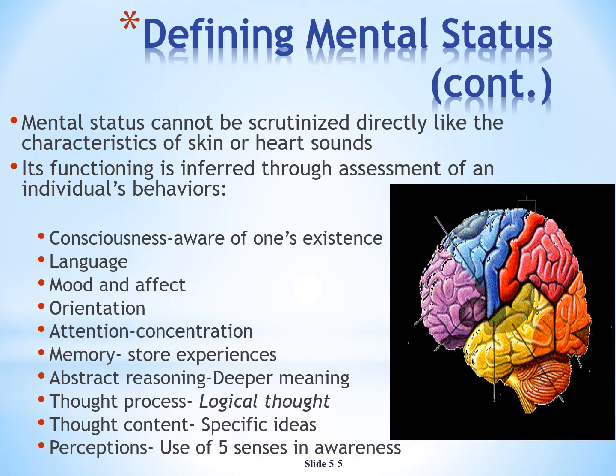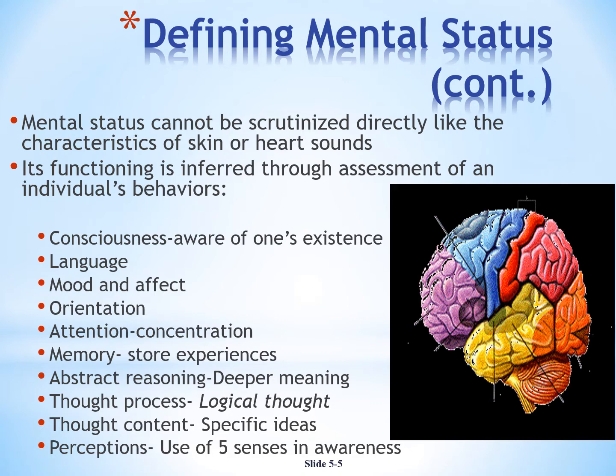So mental status, we cannot really look at it directly or assess it like we would other aspects like our respiratory system or cardiac system. Now, we have information inferred through assessment of what the person's behavior is. So we look at that person's consciousness, where they're aware of their existence. Now, if I ask a person where they are or to tell me their name, a person without a mental health disorder should be able to give that information. But someone who has a mental health disorder may not be aware of where they are, so they're disoriented, or maybe they're even lethargic or semi-comatose. So consciousness is one way that we can get information related to that.